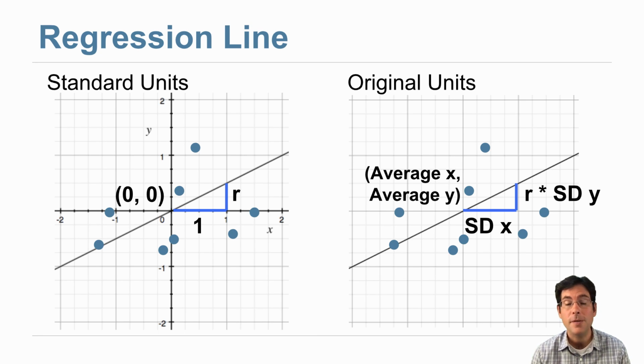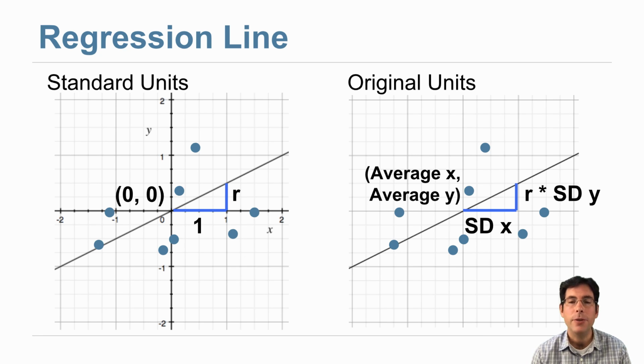And so, this is a line that instead of going through 0, 0, goes through the average of x, average of y, and its slope is not just r, it's r times the standard deviation of y divided by the standard deviation of x. So if you're dealing with values in standard units, you only need to know one number in order to draw the regression line, and that number is the correlation coefficient r.